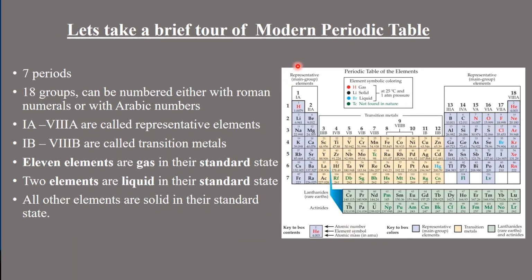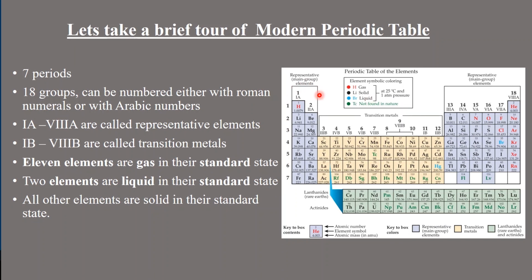Let's take a brief tour of the modern periodic table. The periodic table has vertical columns and horizontal rows. The vertical columns are called groups and the horizontal rows are called periods. Both groups and periods are numbered. There are 7 periods from 1 through 7, and there are 18 groups in the periodic table.